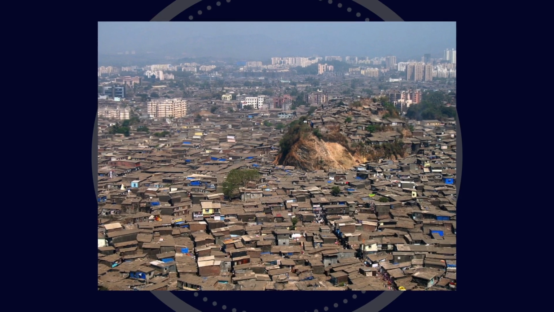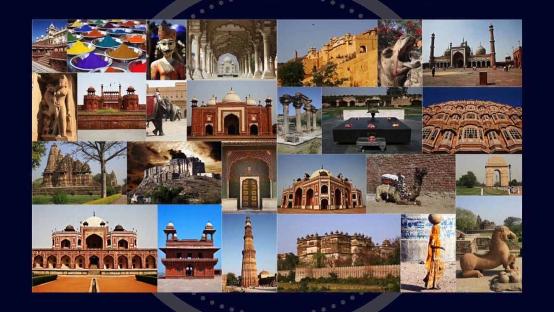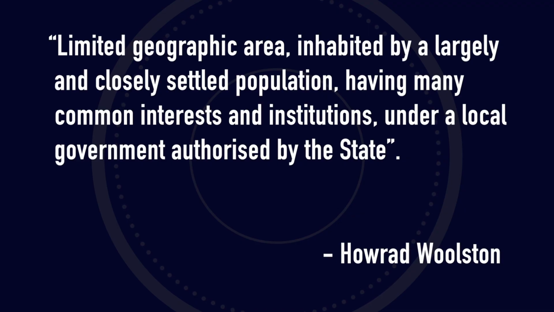Now, we will discuss urban community. Urban community means the city community. The history of every civilization is a history not of its countryside, but of its cities and towns. Though the term urban is popularly used, it is not properly defined. According to the definition, a city is a limited geographic area inhabited by a largely and closely settled population, having many common interests and institutions under local government authorized by the state.